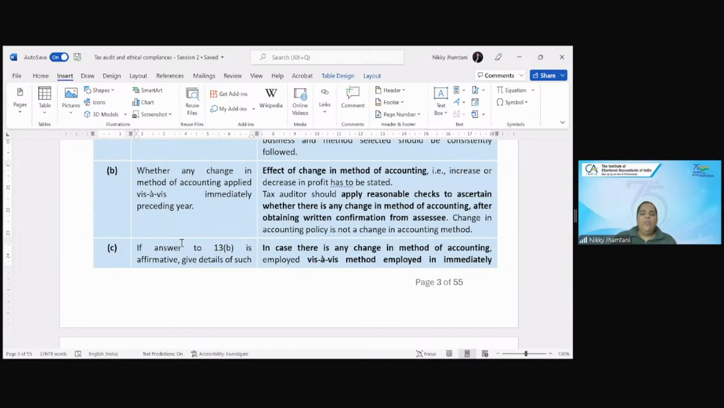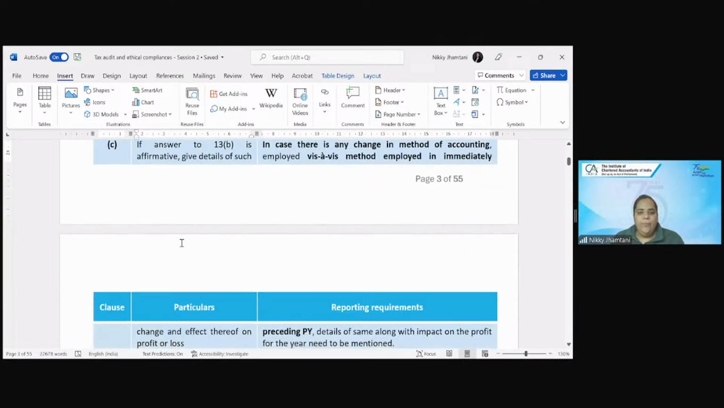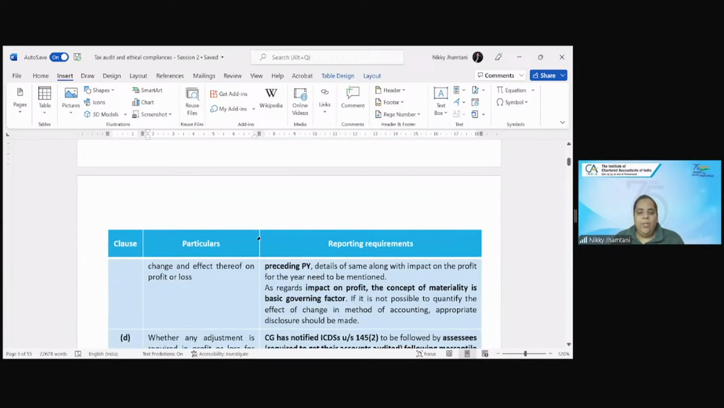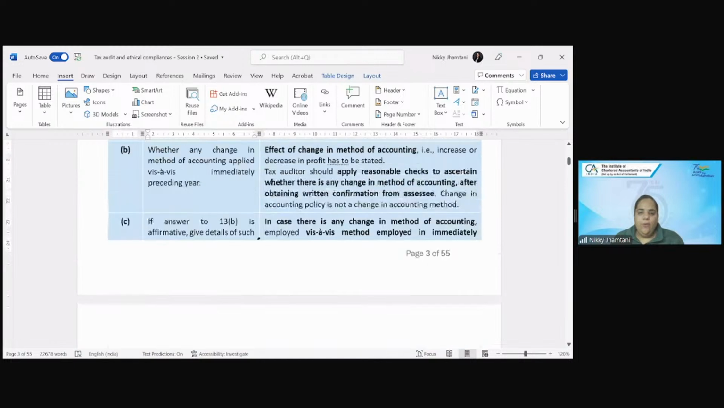तो अगर कोई चेंज इन मेथड ऑफ अकाउंटिंग है तो इंक्रीज और डिक्रीज इन प्रॉफिट जो भी है वो आपको स्टेट करना पड़ेगा. दूसरा, टैक्स ऑडिटर को रीजनेबल चेक्स लगाने चाहिए कि वेदर चेंज हुआ है मेथड ऑफ अकाउंटिंग की नहीं, और उसके लिए उसको रिटन कंफर्मेशन लेना चाहिए फ्रॉम द असेसी. He should not rely upon any oral confirmation. Then C is in continuation to B. It says if answer to 13B is affirmative, give details of such change and effects thereof on profit or loss.